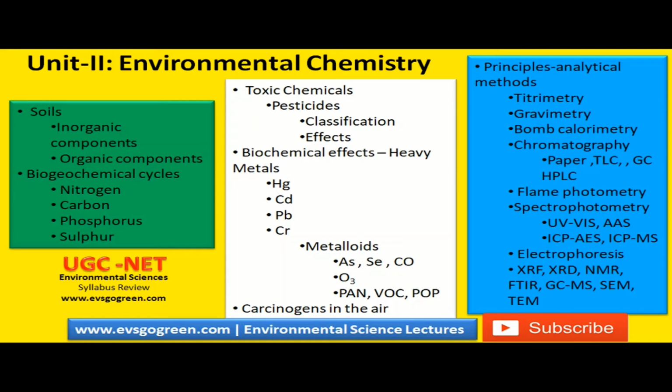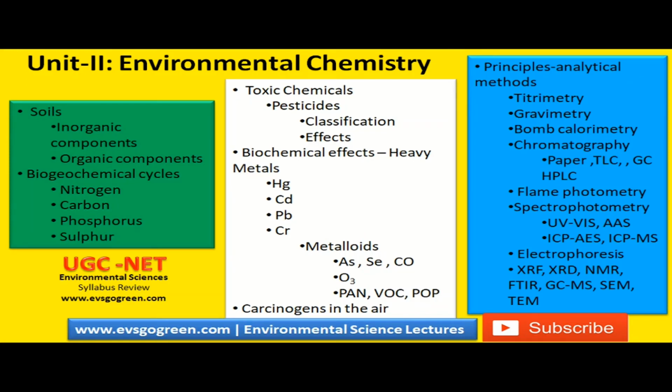Then you need to understand the biochemical effects of metalloids: arsenic, selenium, cobalt, ozone, then VOC, and POP. So these are the different components. And finally you have to learn about the carcinogens in the air. So this basically deals with environmental toxicity, and that comes under environmental chemistry here.